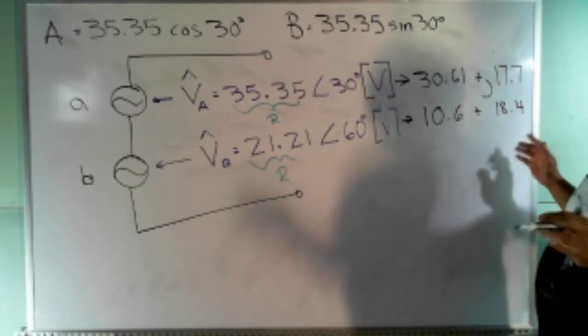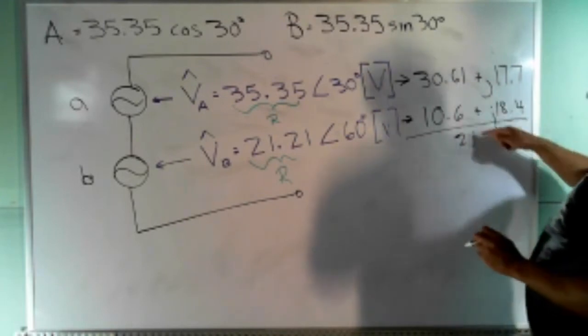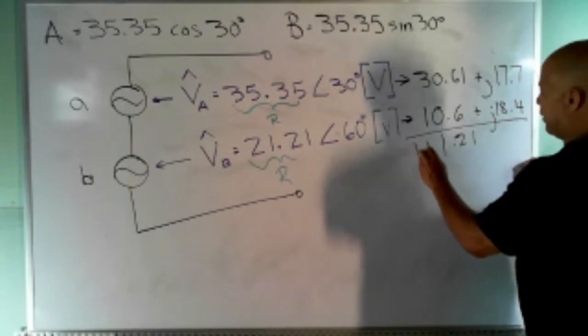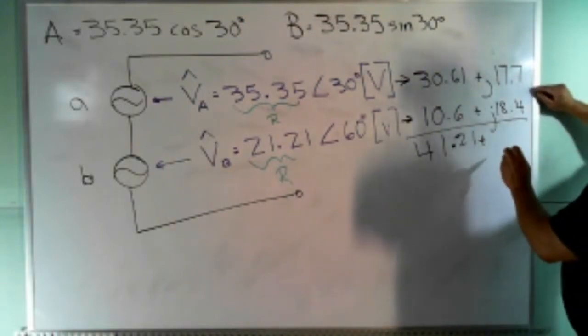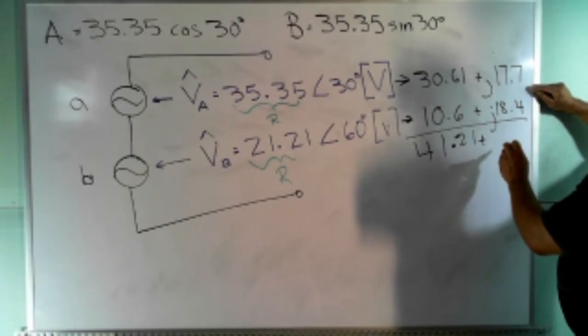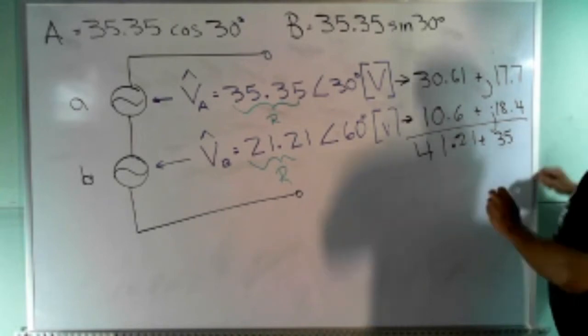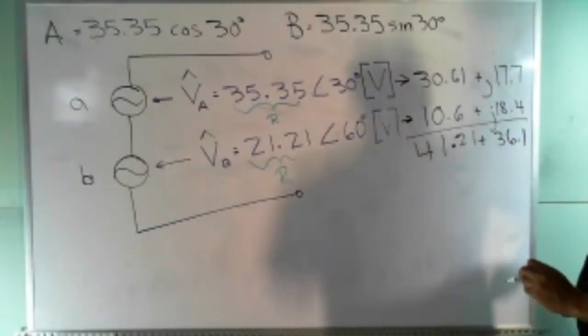Now, since we have it in rectangular form, we can add it. So let's add these up. Should there be a J in front of that 18? Yes, thank you, it should be a J there. So I got a 41.21, I think that's right. Check my arithmetic because I'm not good at doing arithmetic in my head. And then here, that would be 36.1. Is that right? Yeah.